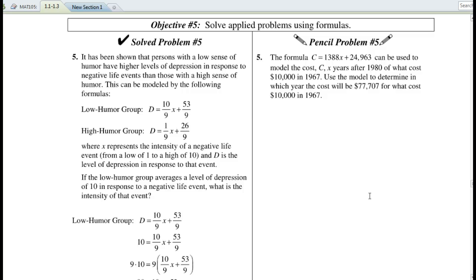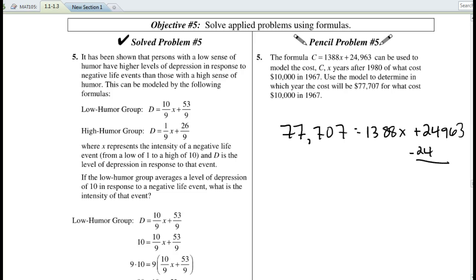So what are they giving you? They're giving you a cost. We just need to solve for x. So you do 77,707 equals 1388x plus 24963. Get the x's on the one side by themselves.